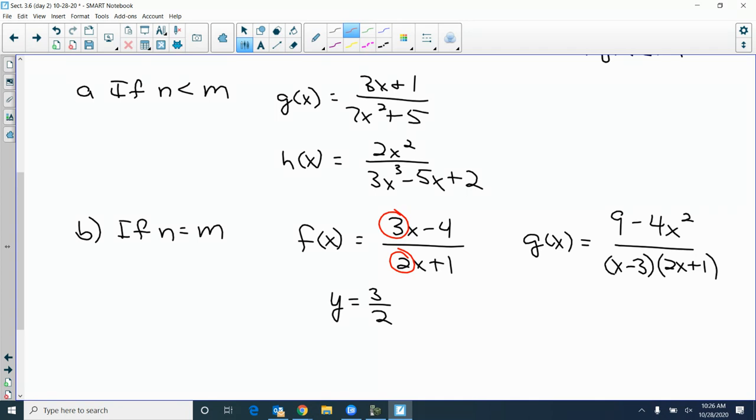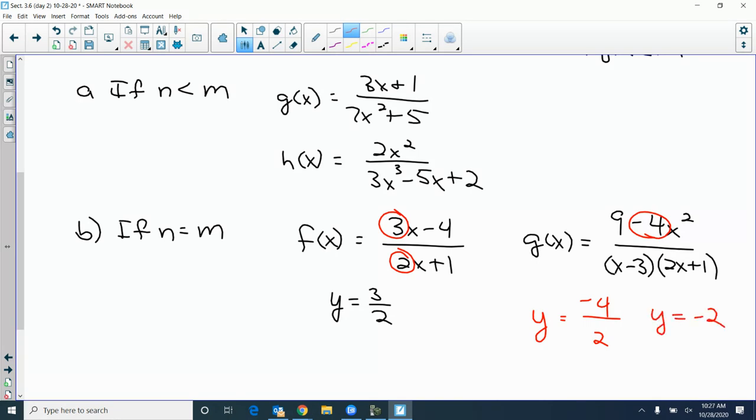Now, what about g of x? What would that be? Are they the same degree? First of all, yeah, right? Numerator is x squared. Denominator is x squared after you multiply it out. But here, don't take the first term as whatever. So this would be a -4. And what would be the leading term of the denominator? 2. So -4 divided by 2 would give me y equals -2.